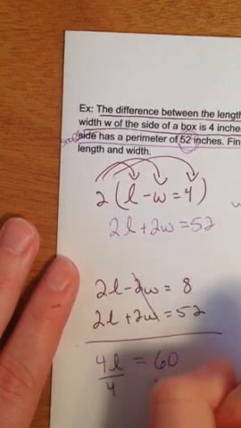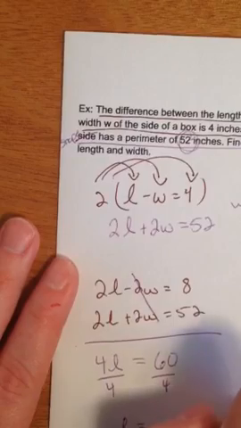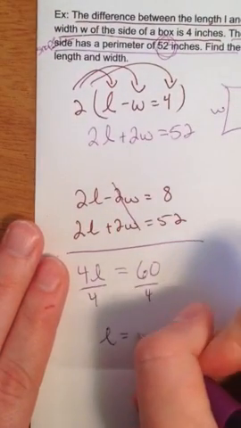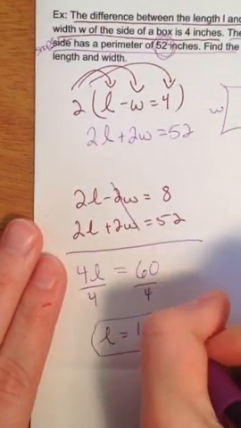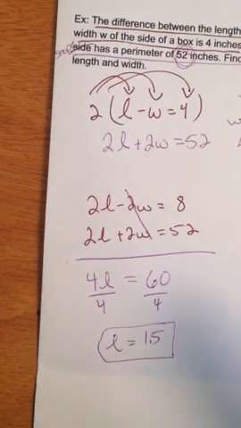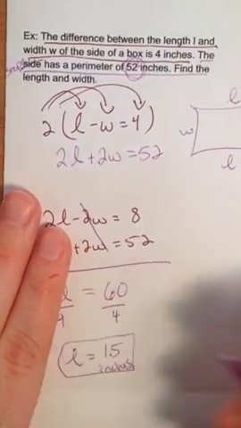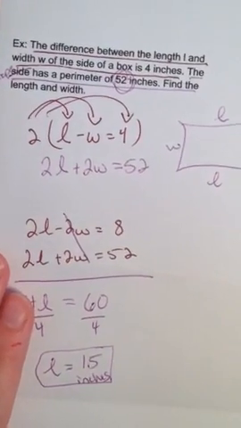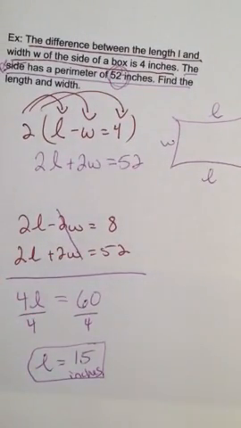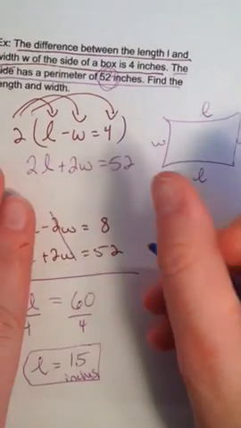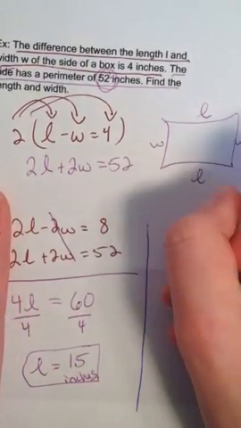I'm going to divide both sides by 4. And I happen to know that 60 divided by 4 is 15. So my length of my rectangle is 15. Okay? And they said 15 inches, so I should write inches, because that's good to always have your unit. Now, if I know what the length is, how do I know the width? And that's plugging and chugging. So I'll plug it into my first one to make life easy.